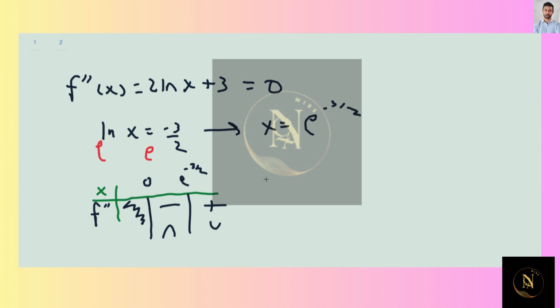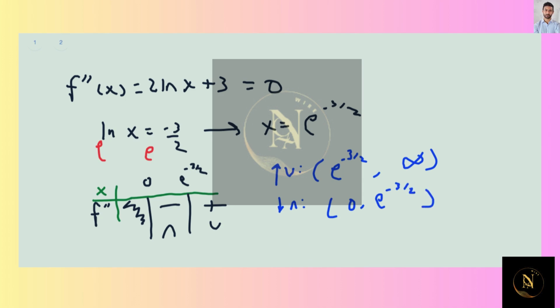So in interval notation, concave up, which is our U sign, is from e to the negative 3/2 to positive infinity, and concave down, which is an upside down U, occurs between 0 and e to the negative 3/2.